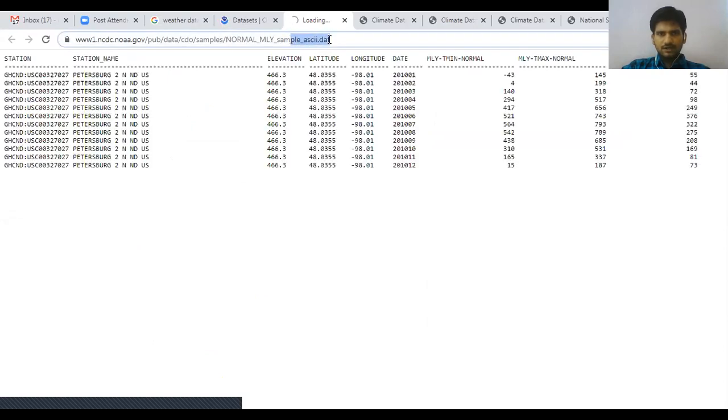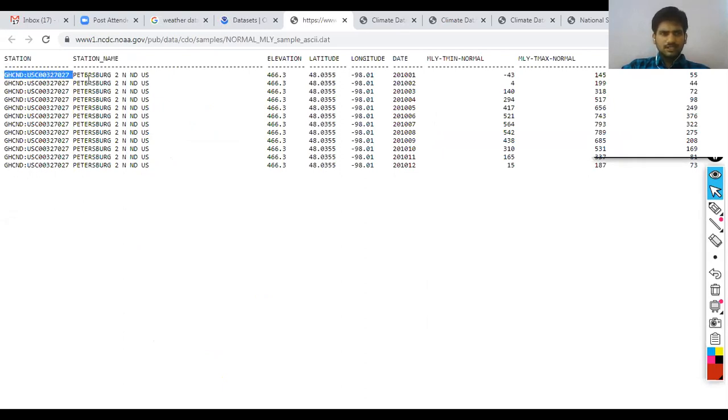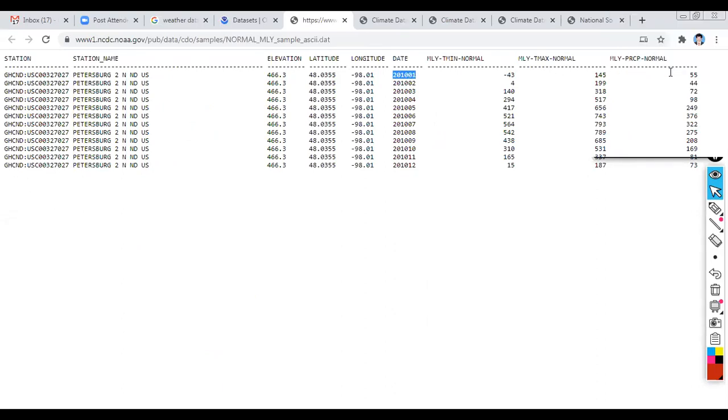What is the extension of this file? It is a .dat file. Here they are giving some indexes, like a station. This is the station name, and it is giving US. Then we have elevation, latitude and longitude, and various other things shown here. Is it visible to everyone? I think the letters are very small, that is why it looks like this.